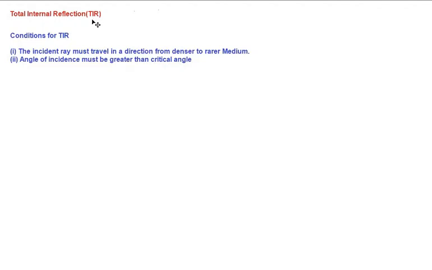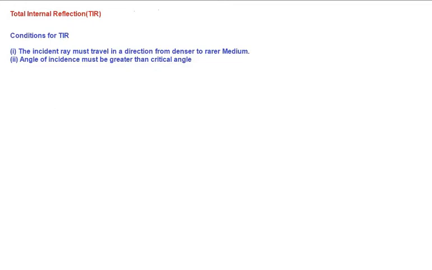TIR in short form. The conditions for TIR are: the incident ray must travel in a direction from denser to rarer, and the angle of incidence must be greater than the critical angle. So these are the two statements. They are very simple statements. Let me explain them, and then you will understand what these two statements mean.